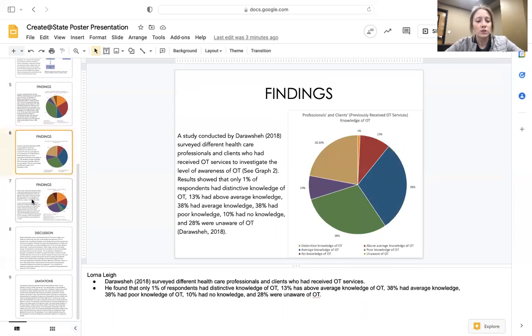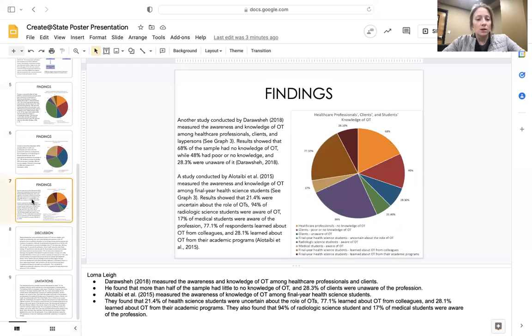Next we have Darwish in 2018. He surveyed different healthcare professionals and clients who had received OT services. He found that only 1% of respondents had distinctive knowledge of OT, 13% had above average knowledge, 38% had average knowledge, 38% had poor knowledge, 10% had no knowledge, and 28% were unaware of OT. For the last findings, we had Darwish in 2018. He measured the awareness and knowledge of OT among healthcare professionals and clients. He found that more than half of the sample had little to no knowledge of OT, and 28.3% of the clients were unaware of the profession.